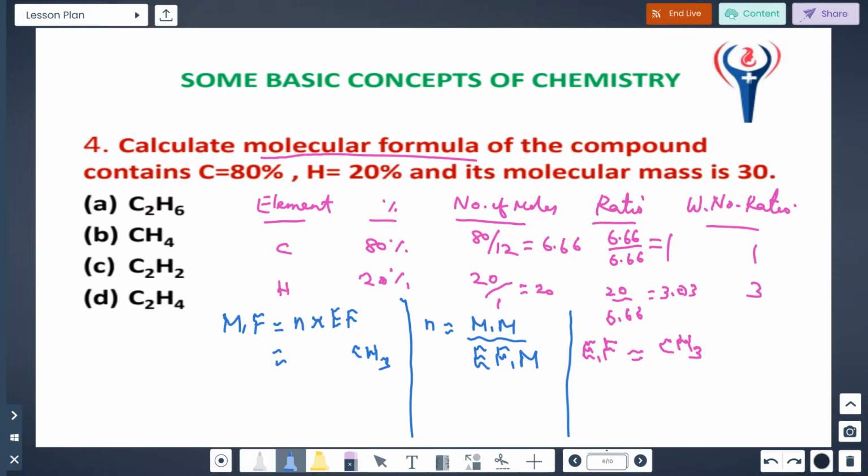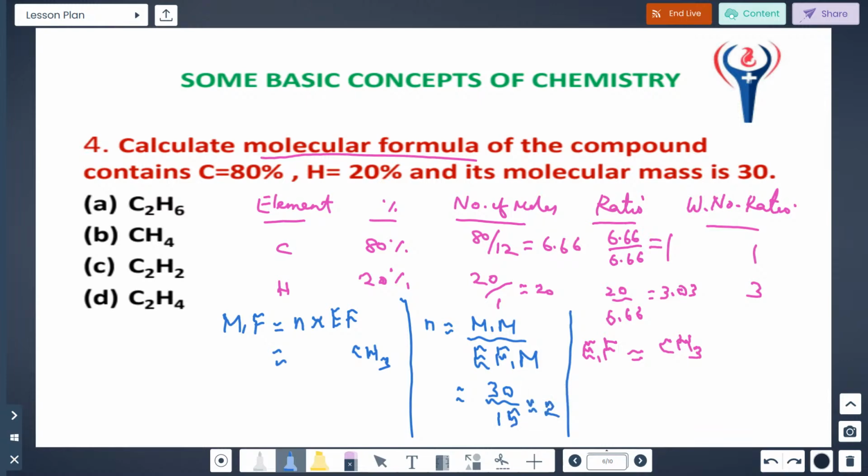Molecular mass is given or not? It is given. The sum itself gives it. Molecular mass is 30. Simple one. So it is 30 by the empirical formula mass. We can calculate the empirical formula mass from the empirical formula, isn't it? Try to understand. Carbon is 12, plus 3 for hydrogen, we have 15. Right. So the answer will be 2 times.